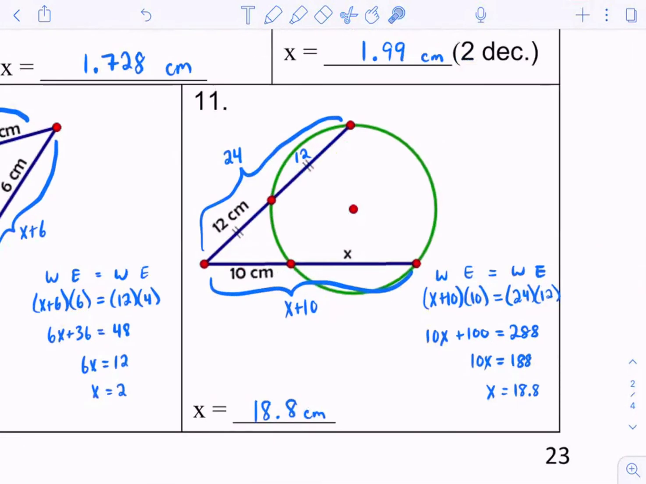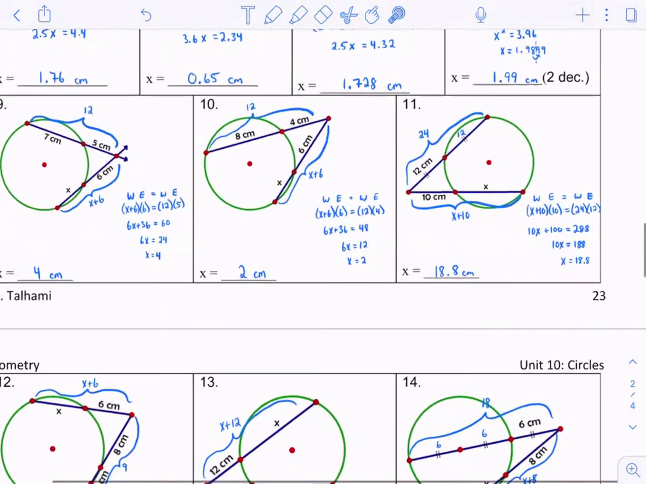11. So notice how when I do the whole thing, if there's an x here, I make sure to mark it as x plus 10. But I couldn't combine them, so I just use x plus 10 as my whole. That happened a handful of times in these problems.